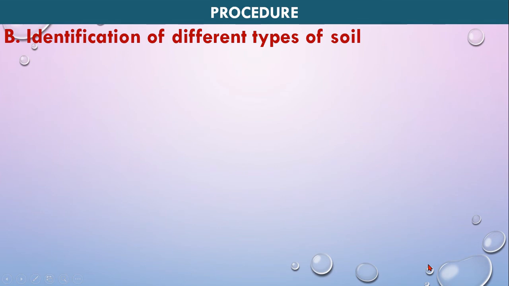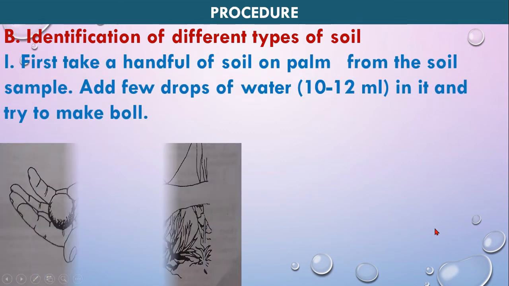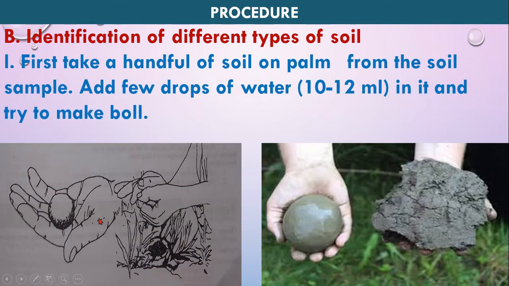Next point is identification of different types of soil. So how do you identify the name of the soil? First, take a handful of soil on a palm from the soil sample. Add a few drops of water, about 10 to 12 milliliters, and try to make a ball like this. If you have a look, this is the drawn picture from your copy, and this is the colorful picture. So you collect the soil and try to make the ball in the palm.